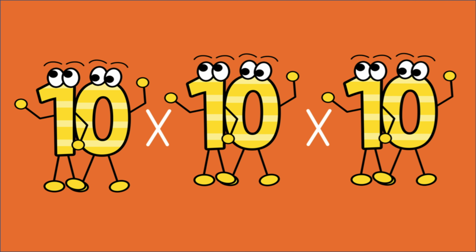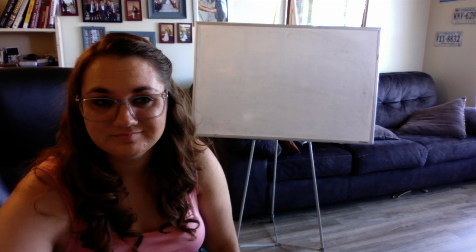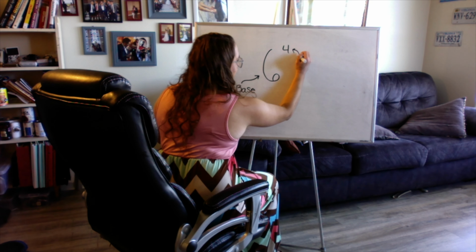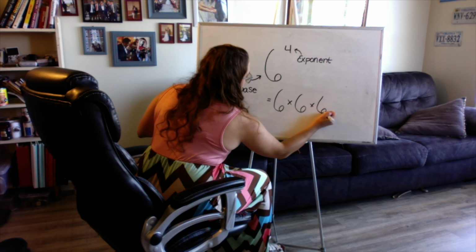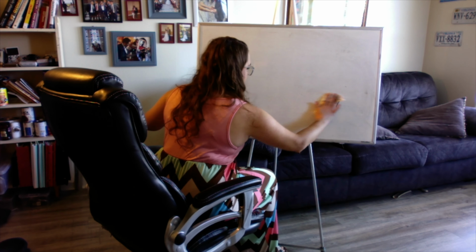And you see here that we have an example of what this would look like in regular form. 10 times 10 times 10. Now let's see what this looks like. Our 6 is our base, our 4 is our exponent. This would equal 6 times 6 times 6.